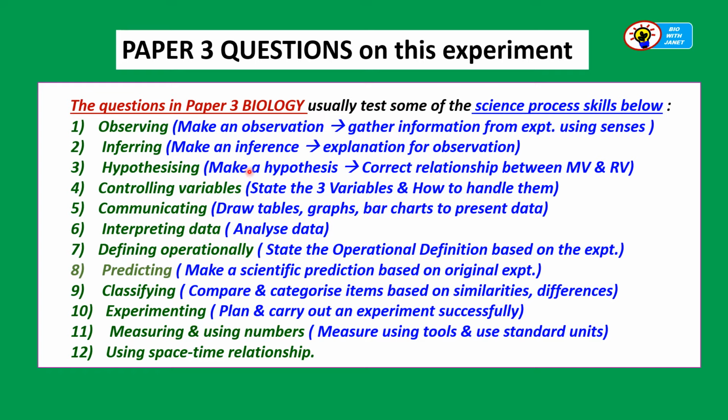Hypothesizing, meaning make a hypothesis. A hypothesis is the correct relationship between MV and RV. So we have to state the correct relationship between MV and RV. Controlling variables, meaning to state the 3 variables, the MV, manipulated variable, RV, the responding variable, and FV or CV, the constant or fixed variable, and how to handle them. Communicating through the use of tables, graphs, bar charts to present your data, and then interpreting the data. That means we have to analyze the data that we have obtained and be able to give explanations for such data. Okay.